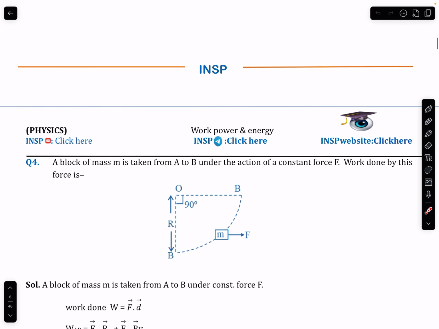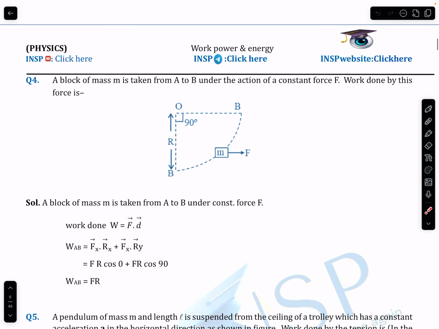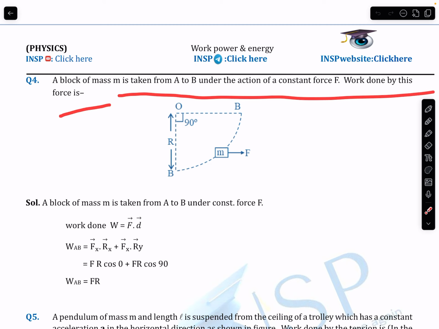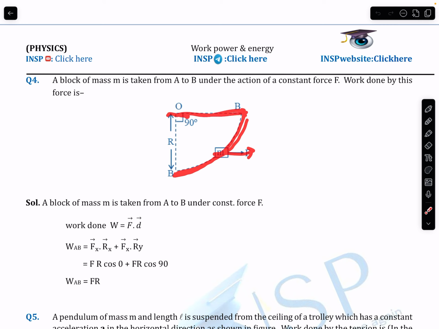And after this, let's take another problem. A block of mass m is taken from A to B under the action of a constant force. Work done by this force is asked, so from here to here we have to calculate the work done. So F into the displacement in the direction of the force, directly we can write.